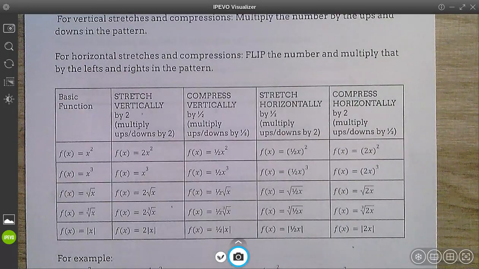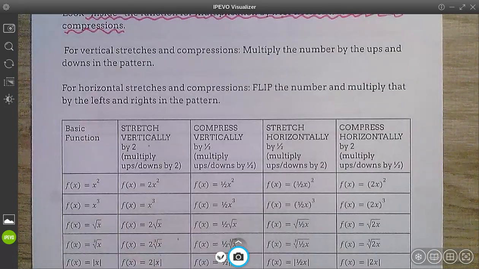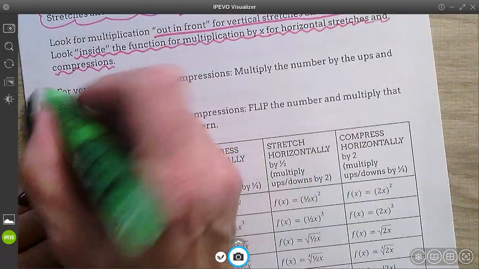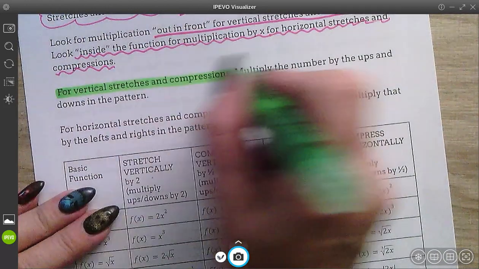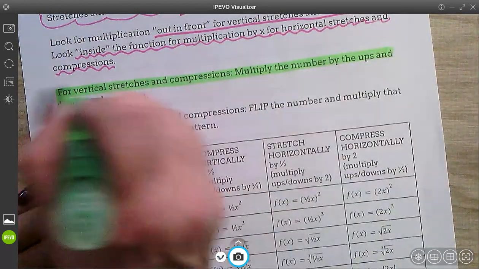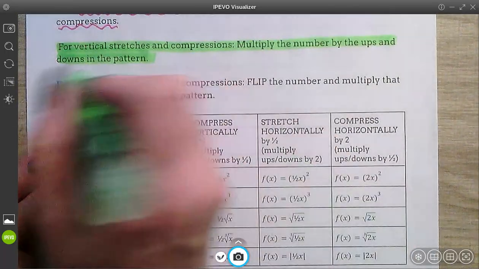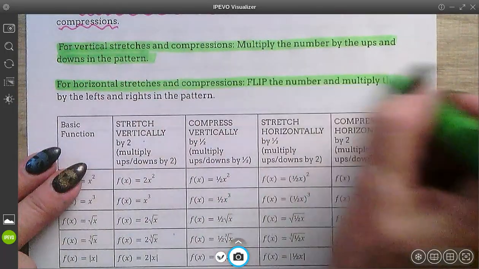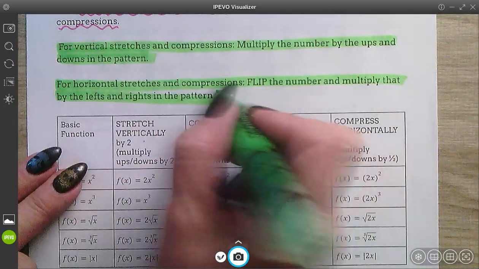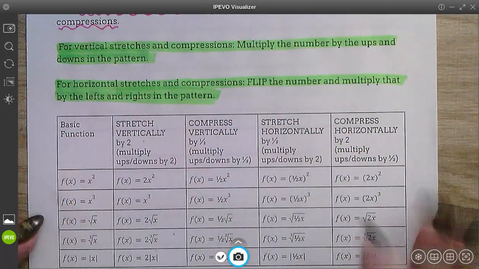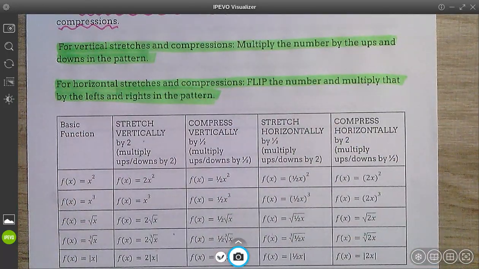Okay, for a vertical stretch or compression, what we're going to do is multiply the number by the ups and downs in the pattern. For a horizontal stretch and compression, you're going to flip the number and multiply that by the lefts and rights in the pattern. So we will practice this.